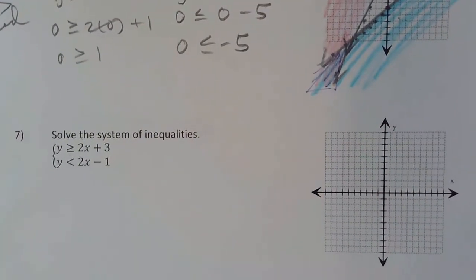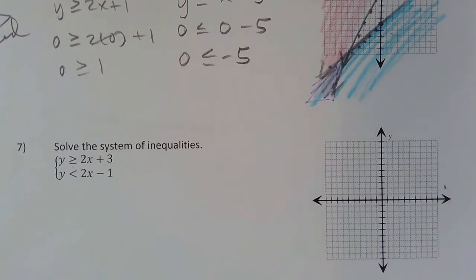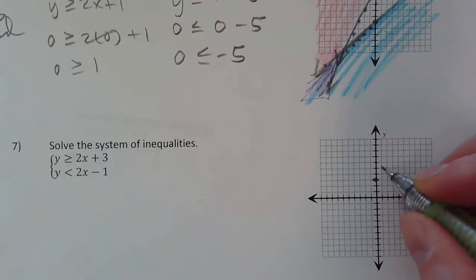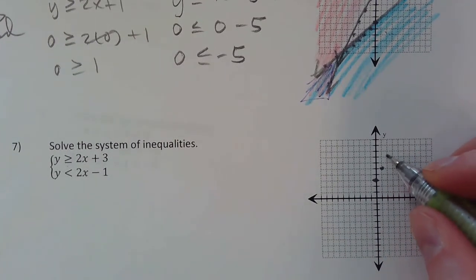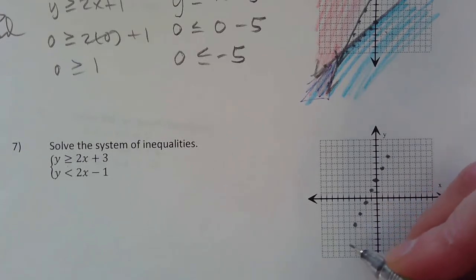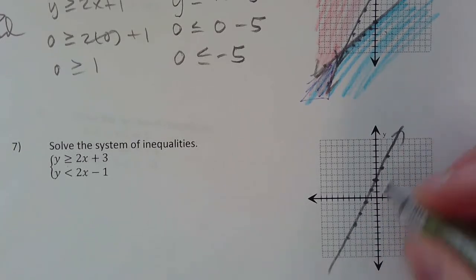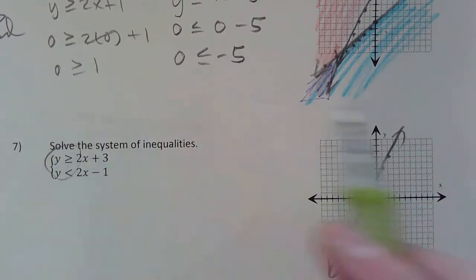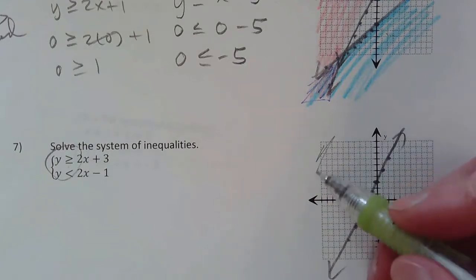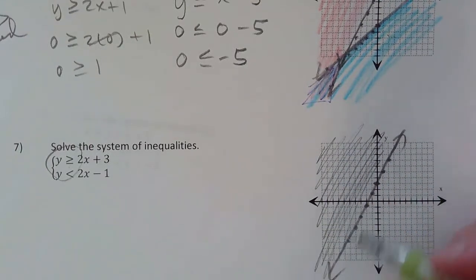Last problem. The first one looks really similar, y greater than or equal to 2x plus 3. And this is equal to again, so solid line. So much easier when the lines are solid. And it says greater than or equal to, so from this line, I'm going to be shading up. Greater than for y is up, less than for y is down.